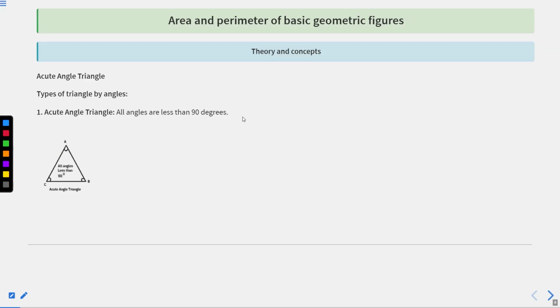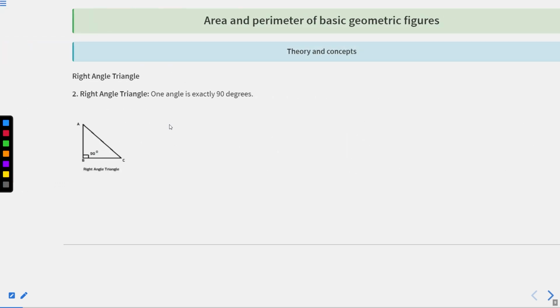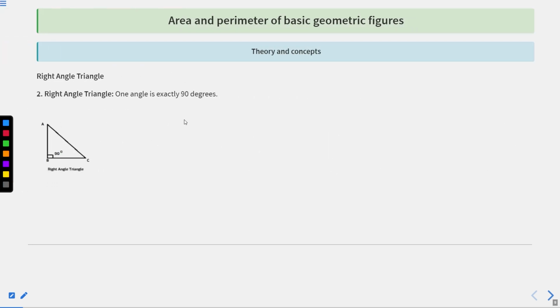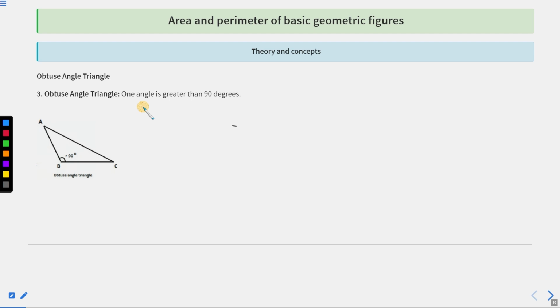Acute angle triangle. An acute angle triangle is a triangle in which all the angles are less than 90 degrees. Right angle triangle. In a right angle triangle, one angle is exactly 90 degrees. Obtuse angle triangle. One angle is greater than 90 degrees. So this angle is greater than 90 degrees.